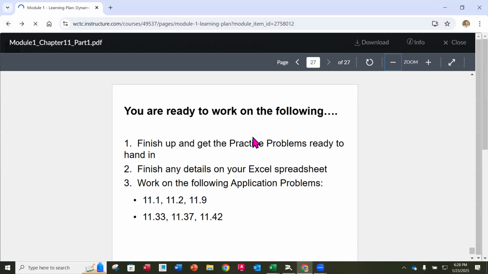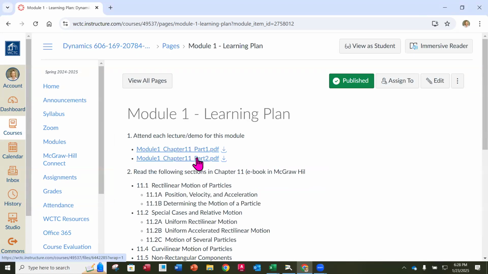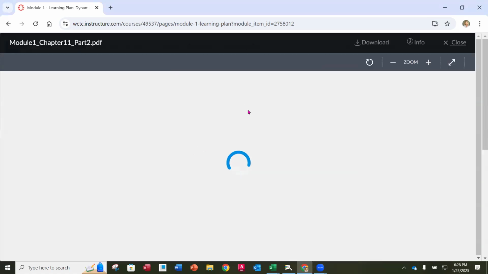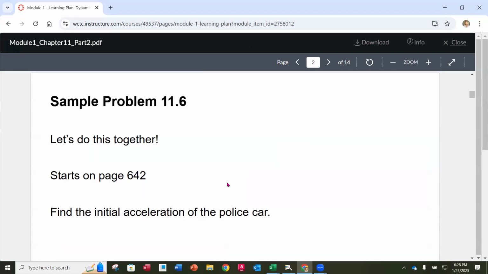So what I'm going to do now is go back to our module, to our learning plan, and I'm going to pull up in that same sense. We're going to start on part 2 now, kind of cross over. And we are going to do the next sample problem, which is sample problem 11.6. Like I said, we're going to do this one together.